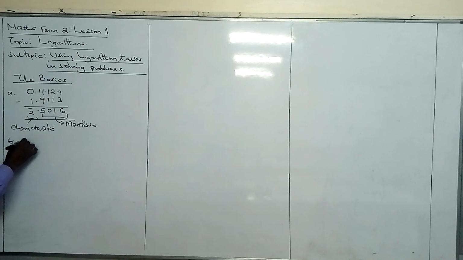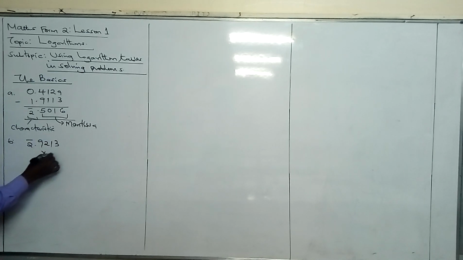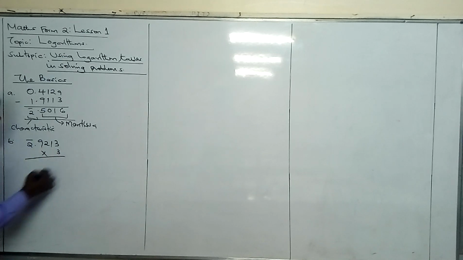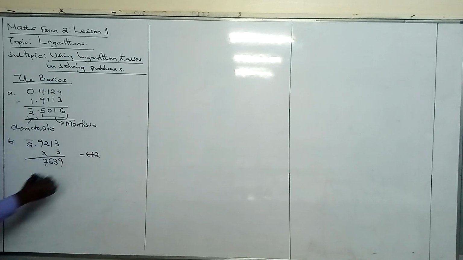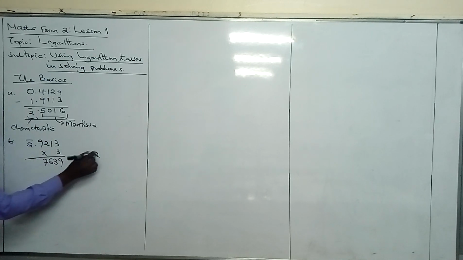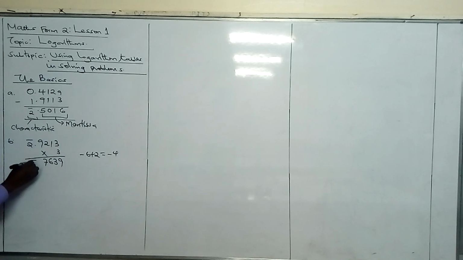So let me take you to another basic thing that you need to understand under multiplication. If you have been given bar 2.9213 and you are multiplying by 3, how do we work this out? This is how you are supposed to do it. 3 times 3 is 9, 1 times 3 is 3, 2 times 3 is 6, 9 times 3 is 27. We write 7 and carry 2. Minus 2 times 3 is minus 6. Minus 6 plus that 2 that we have carried gives us minus 4. So we say bar 4.